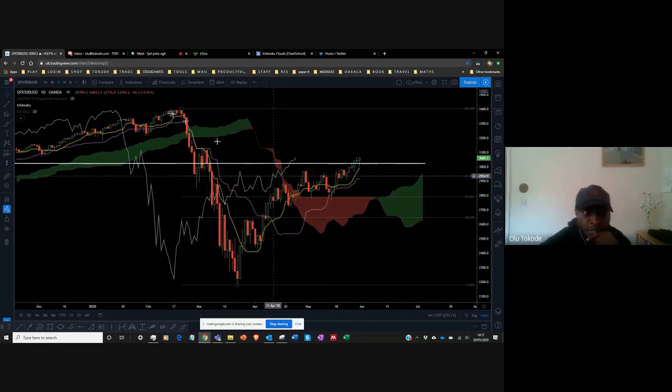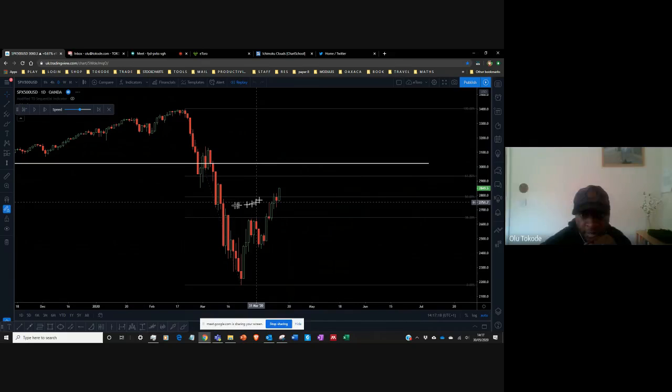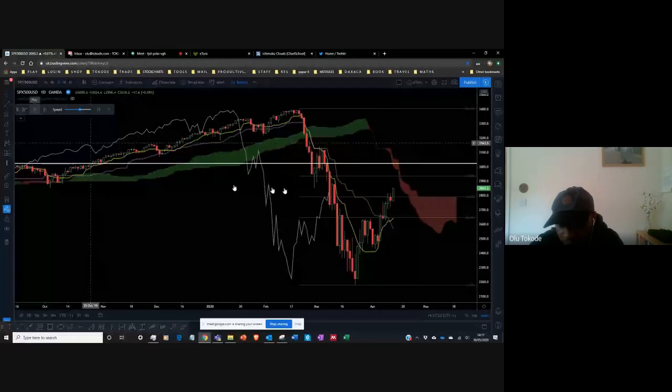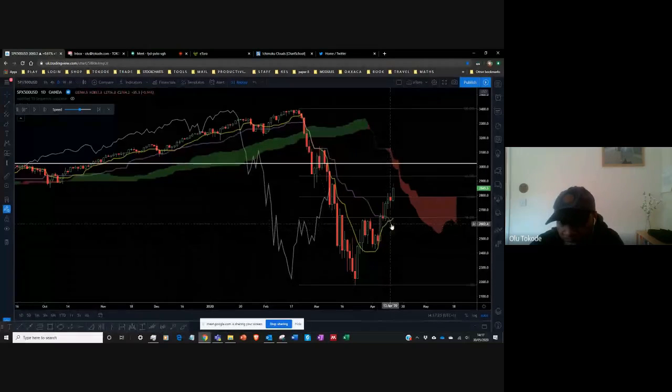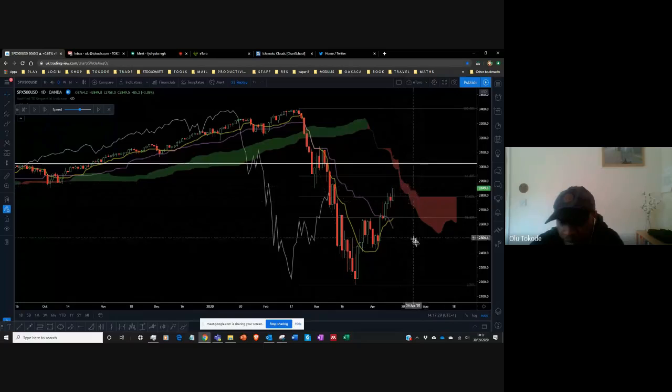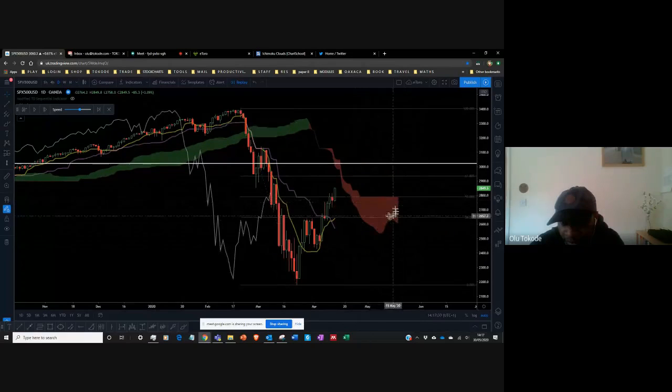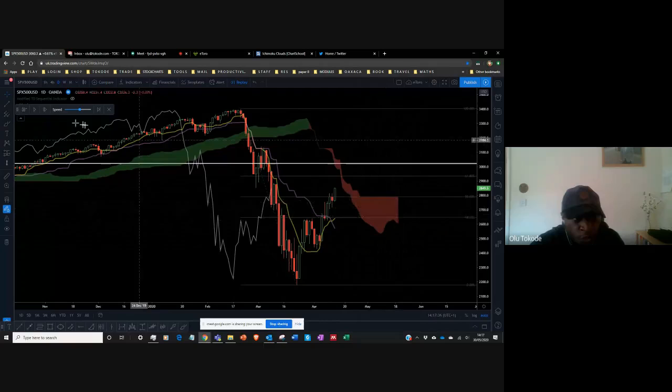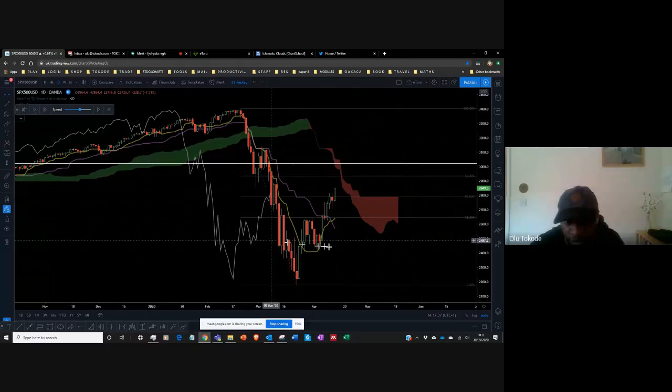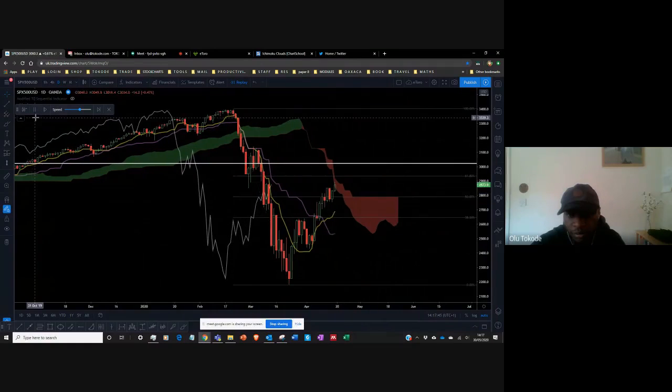So if I was going to go long here, let me just do a quick replay. Okay, let me replay from here. So we have crossed above the baseline here, but the candle is still beneath the cloud. And you can see this cloud is still bearish. This was the 14th of April. So watch.